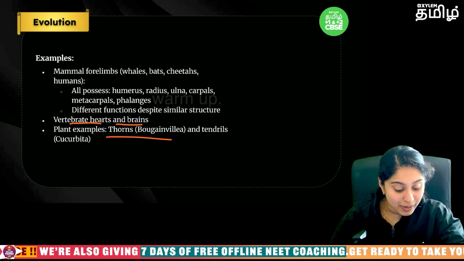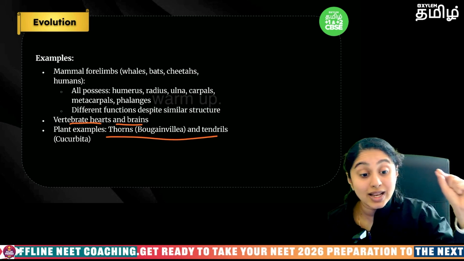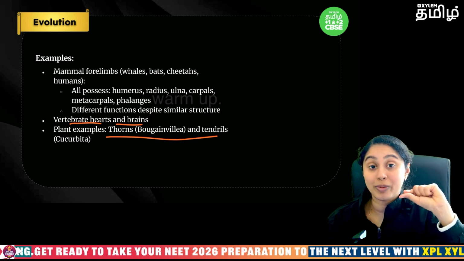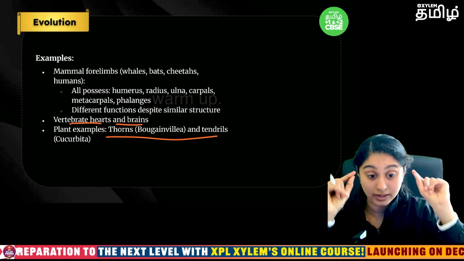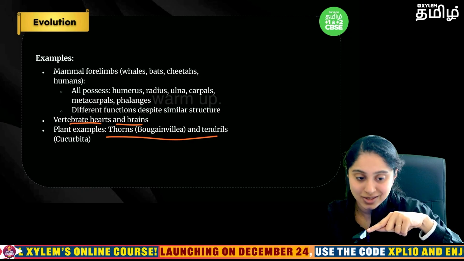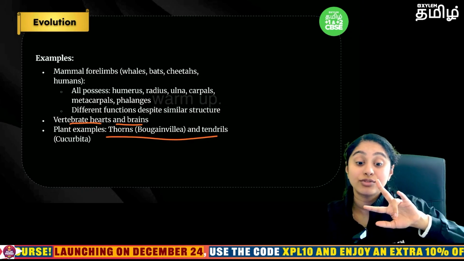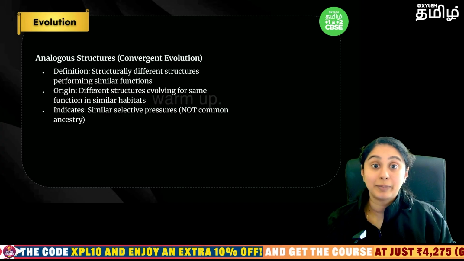Now when you look at the plants, the thorns as well as the tendrils in the cucurbita, all of them are coming from the same axial extension, but one is a thorn for protection, another one is a tendril for support. So functionally they are different, but origin is the same. The other one is completely different.